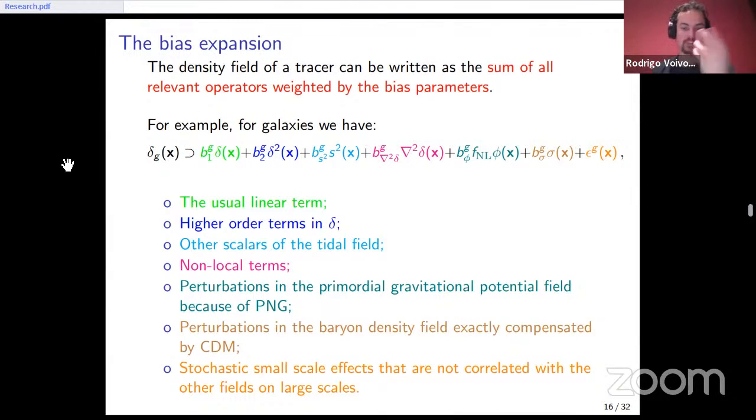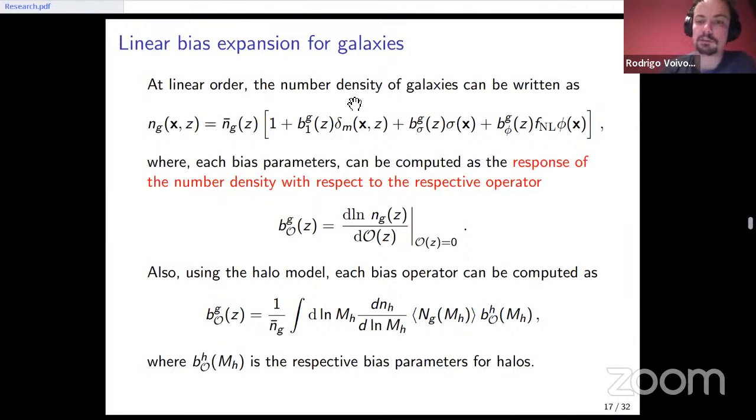So we have a lot of bias parameters, in particular at linear order, which is the order at which we stop in this work. We have just these 3 operators here. Of course, we also have the stochastic operator, but we will not account for it. It's not important. And as we saw before, the bias parameters are just derivatives of a given quantity with respect to the operator, computed when the operator is equal to 0. So b1, for example, is just the derivative of, for example, the number of galaxies at a given redshift divided by delta at the same redshift, computed when delta is equal to 0.